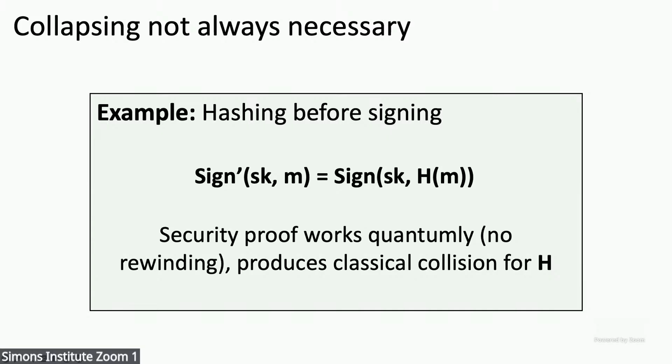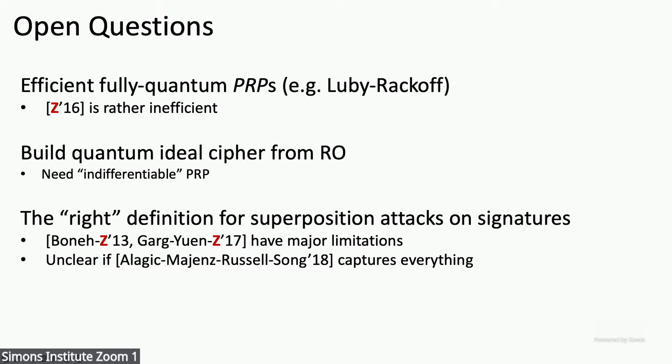Let me skip the last part and move to a few open questions. I didn't get time to talk about these fully quantum notions, where you have a PRF and you're allowed superposition queries to the PRF, or you have a signature scheme and you're allowed superposition queries to the signature scheme. There's this whole superposition attack security that you can consider. Maybe you argue it's contrived, but some of these notions have been very useful in actually building quantum protocols. So I think it's well motivated.